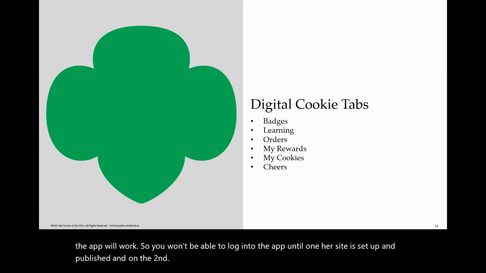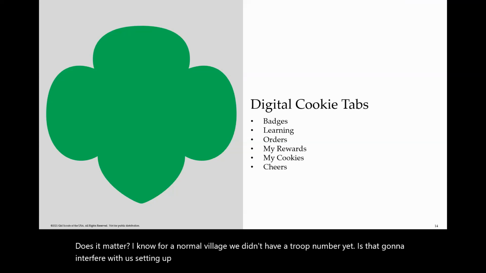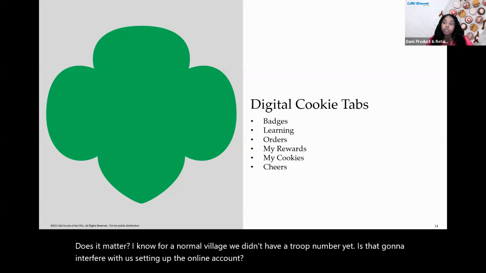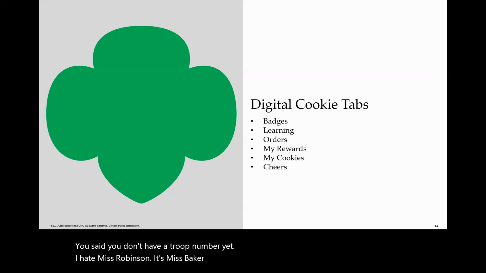Does it matter? I know for Normandy Village, we didn't have a troop number yet. Is that going to interfere with us setting up the online account? You said you don't have a troop number yet? Last we knew of. Miss Robinson, it's Miss Baker. We got our troop number and I'm going to send it out to all the parents.